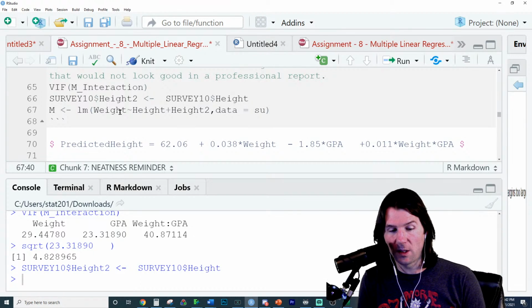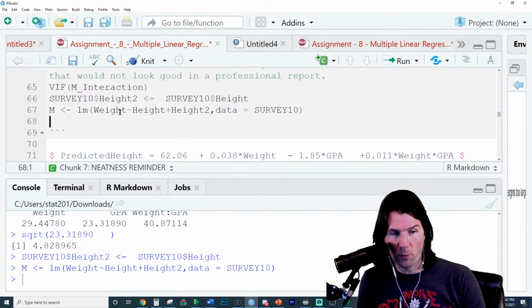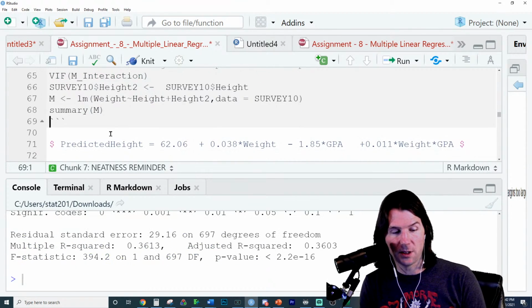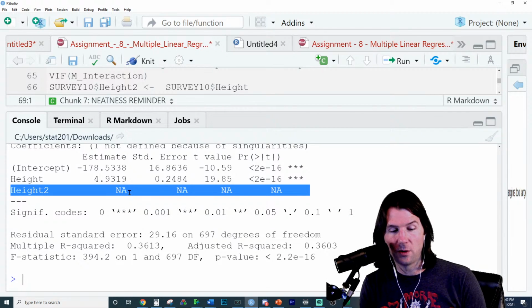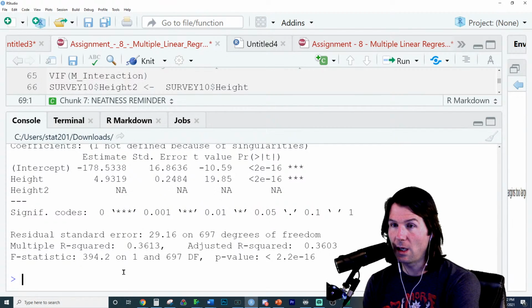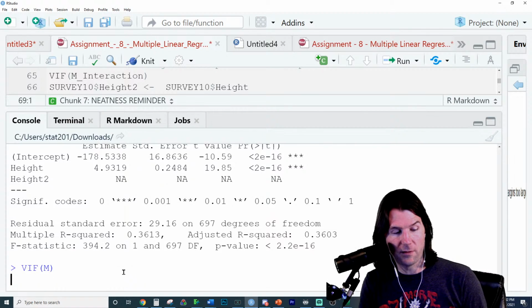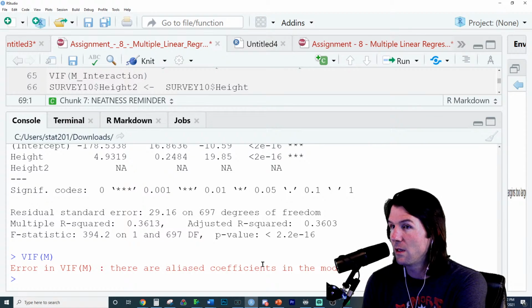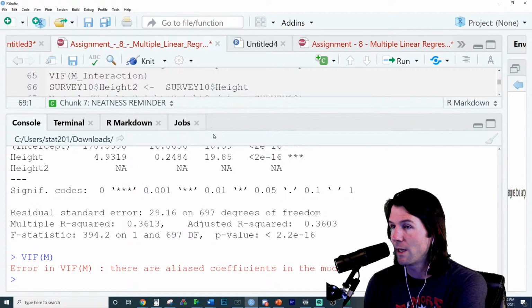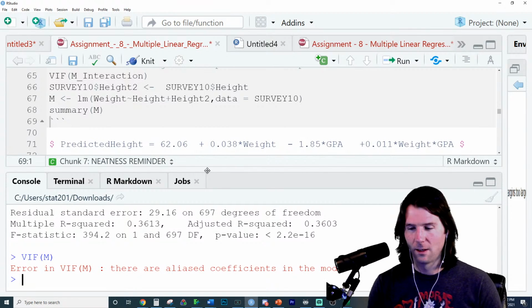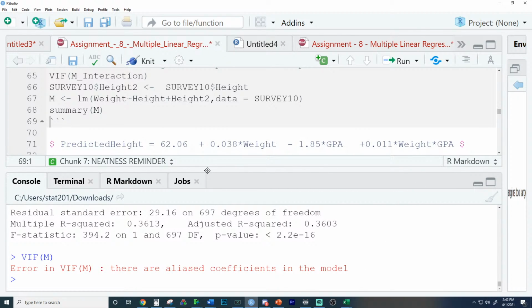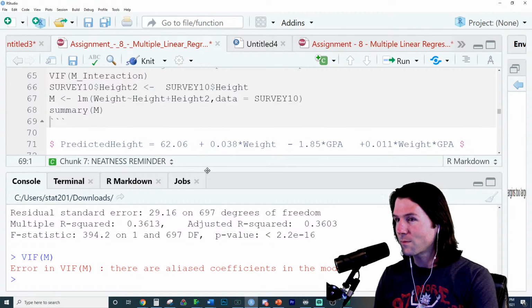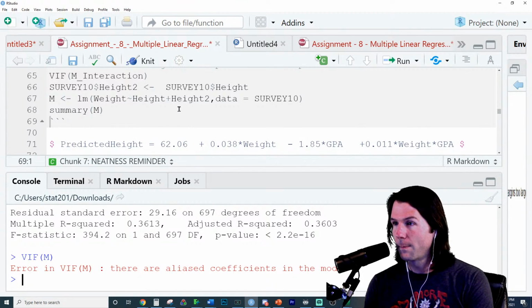So since they're the same variable, let's see what happens when we try to make this model. It will make it, but when you go to look at the coefficients, height 2 does not exist. It should be interesting, because the variance inflation factor is saying there are alias terms. It can't do it because there would actually be infinite variance inflation. The variance inflation factor here would be infinity.